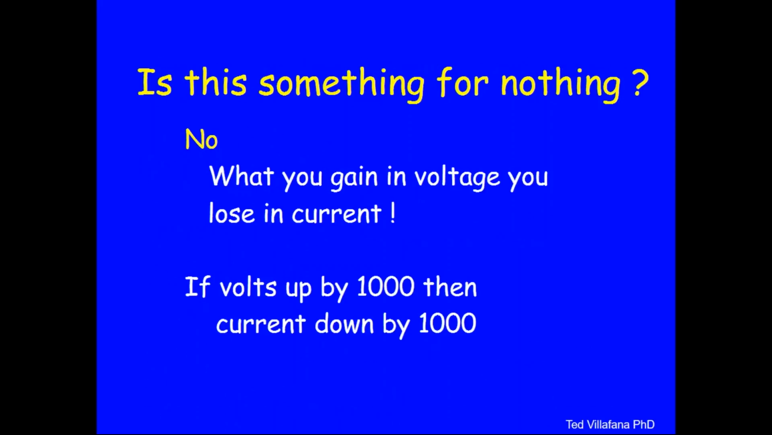Okay, moving on. Is this something for nothing? You start out with 100 volts and now you got 100,000. Sounds like something for nothing, right? Well, what happens is you never get something for nothing. What you go up in voltage, you lose in current. So if you double the voltage, you'll get half the current. So you're back to the total energy that you began with. You haven't created anything revolutionary new over here. Okay, and if the volts go up by 1,000, then the current goes down by 1,000 to compensate.